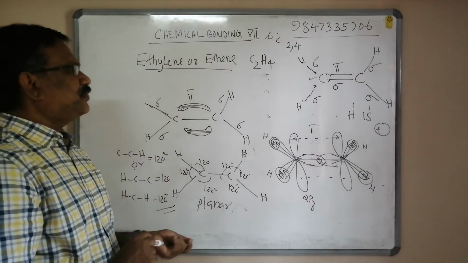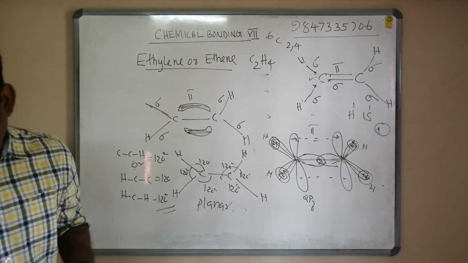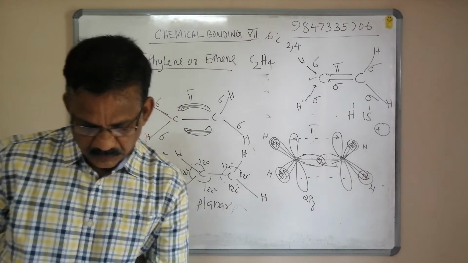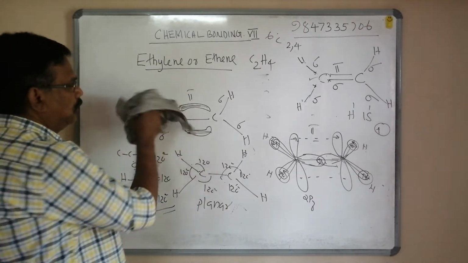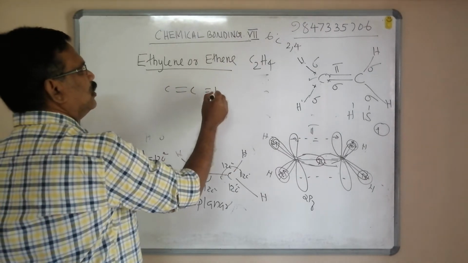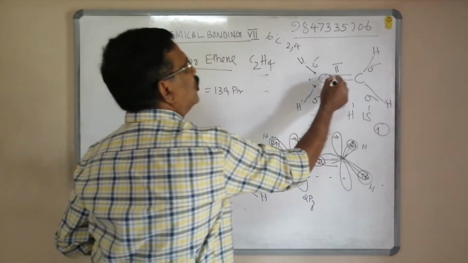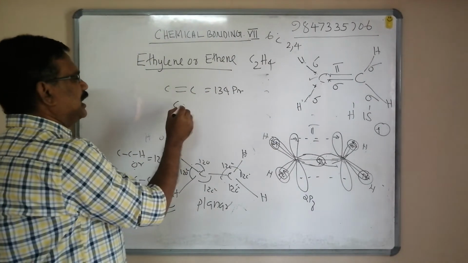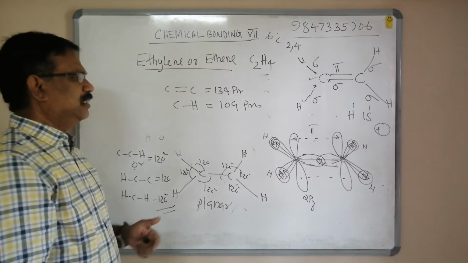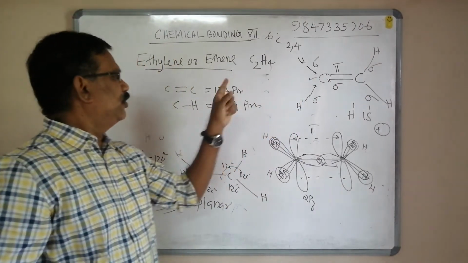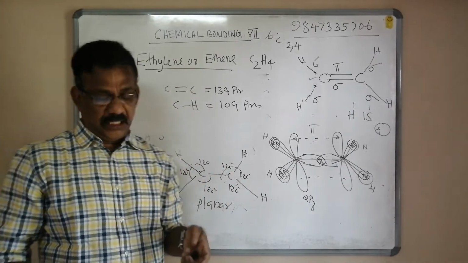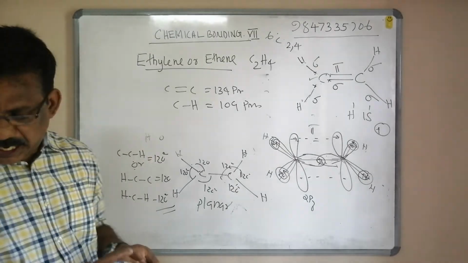Moreover, the C=C bond length is 134 picometers, and this bond length is 134 picometers, and the C-H bond length is 109 picometers, and these are the bond lengths. The carbon-carbon C=C bond length is 134 picometers, and the C-H bond length is 109 picometers.